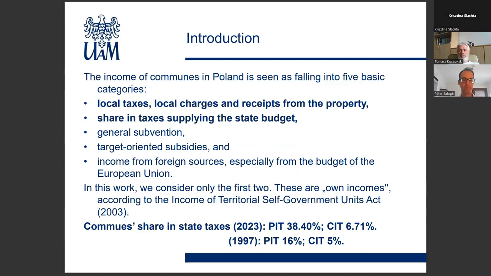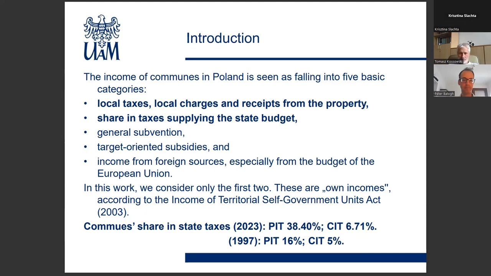The income of communes, of municipalities in Poland, we can divide into five basic categories. The first are local taxes, local charges, and receipts from property, because each commune in Poland has its own property. I mean lands, houses, some infrastructure, it is the property. Then we have shares in taxes supplying the state budget, mainly personal tax or tax collected from firms.